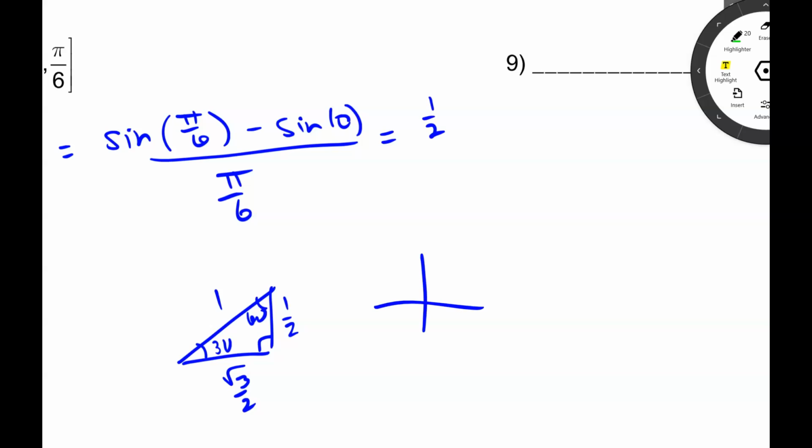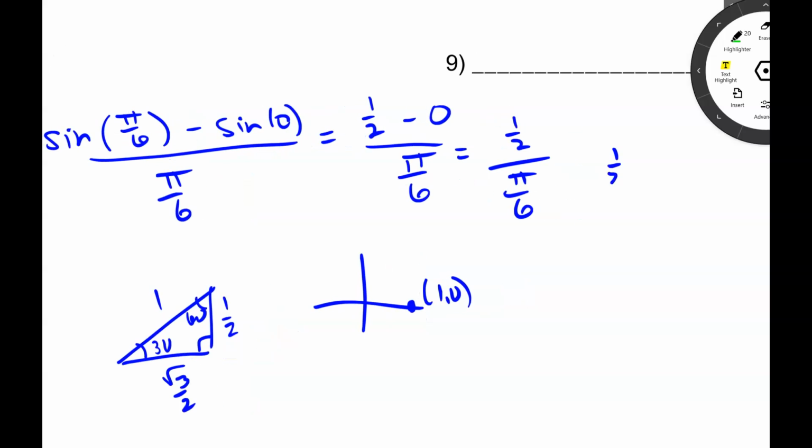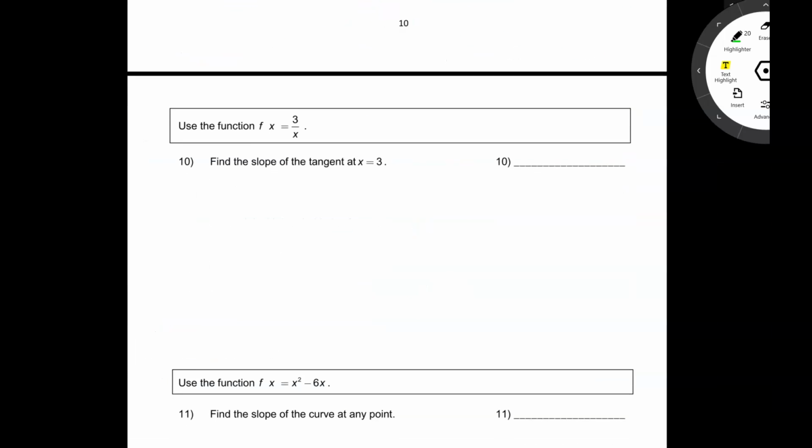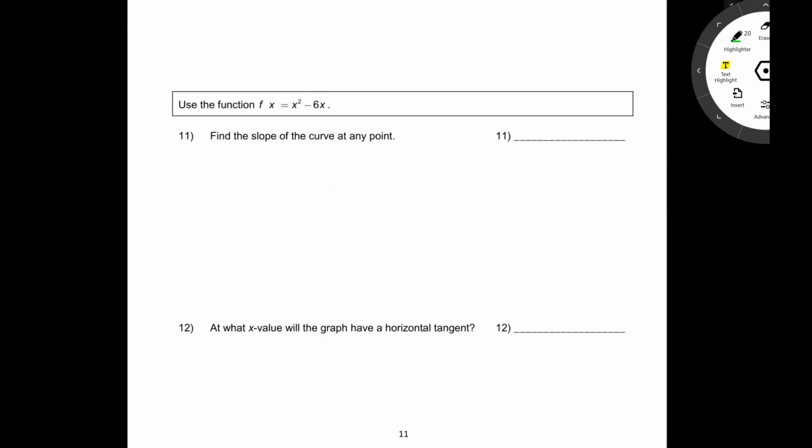Sine of 0, so this is a quadrantal. Sine is the y, so 1/2 minus 0 over pi over 6. So you get 1/2 over pi over 6. Dividing by a fraction is the same as multiplying by the reciprocal, so this is just going to be 3 over pi. And that's it. Okay, so this is very similar to a problem we've done before.